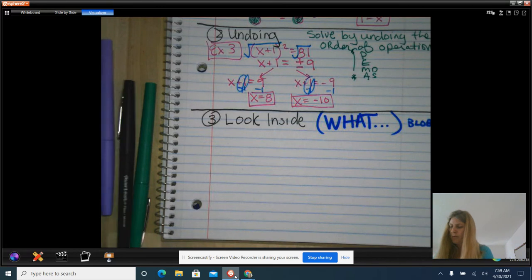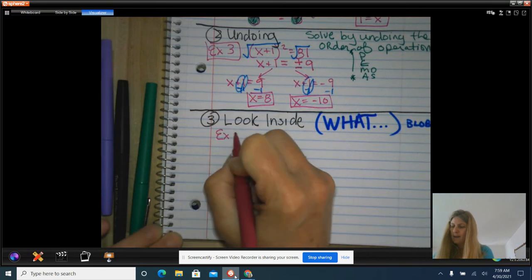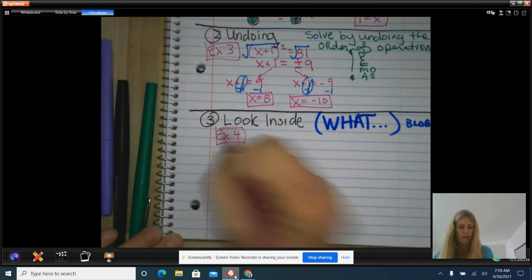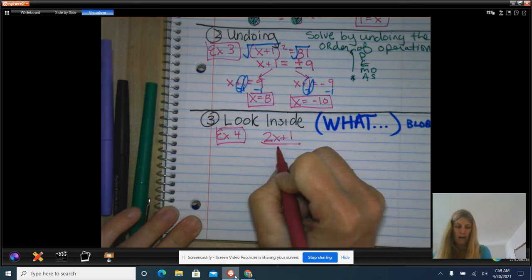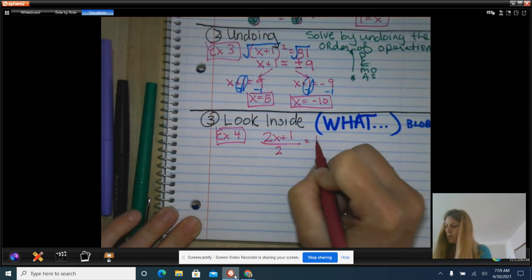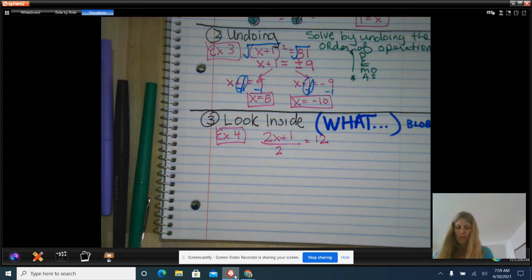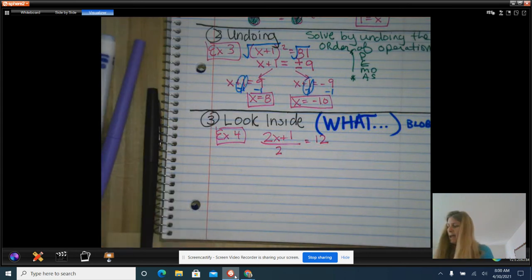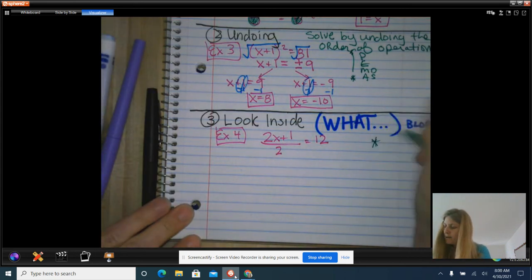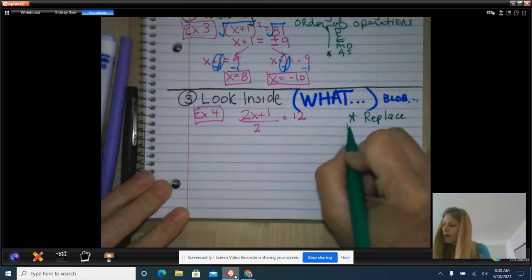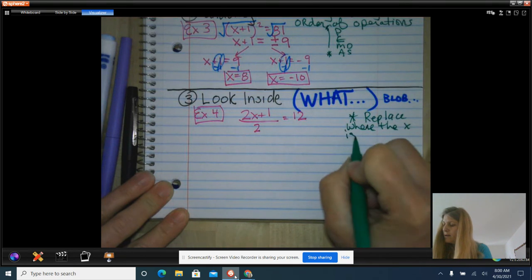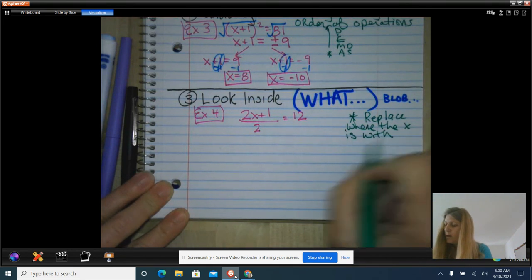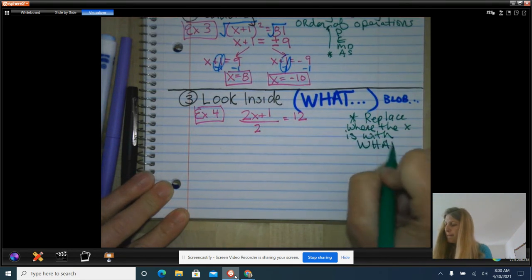Okay, so let's go ahead and look at some examples, because you're like, what is she even talking about here? So let's look at example 4. And like I said, it's how you think about solving it. So we're going to have 2x plus 1, all divided by 2, is equal to 12. Okay, so we're going to replace where the x is with what.